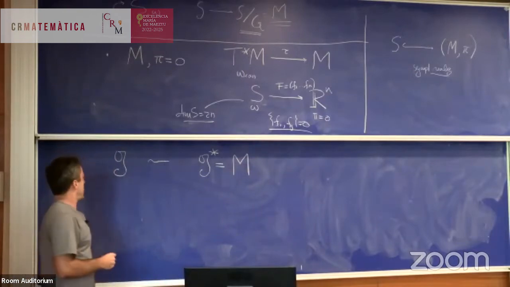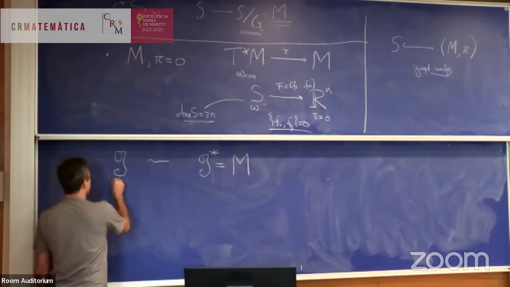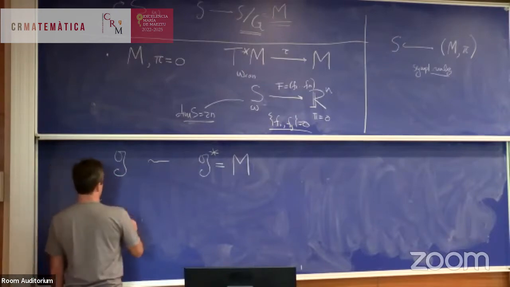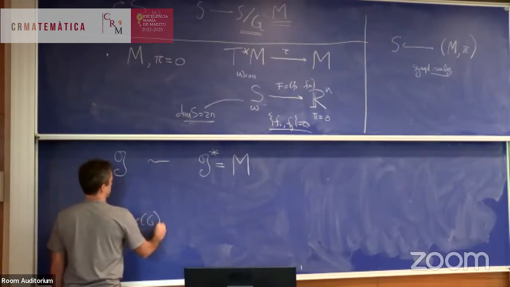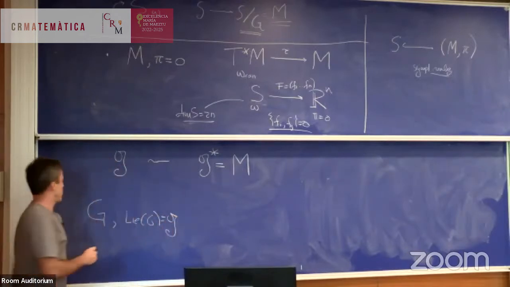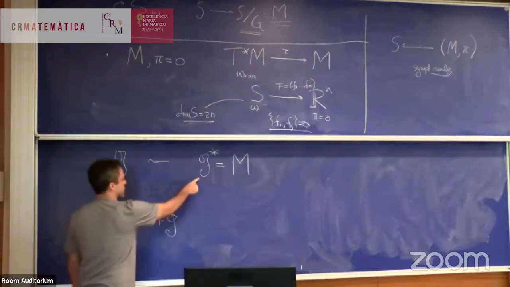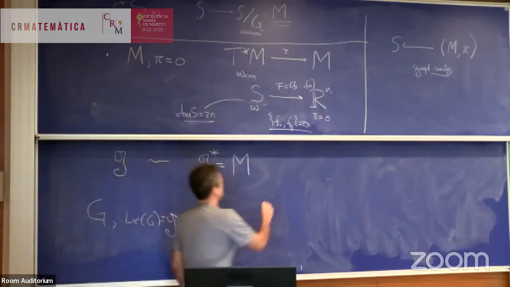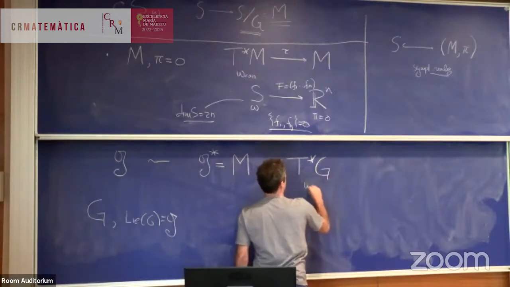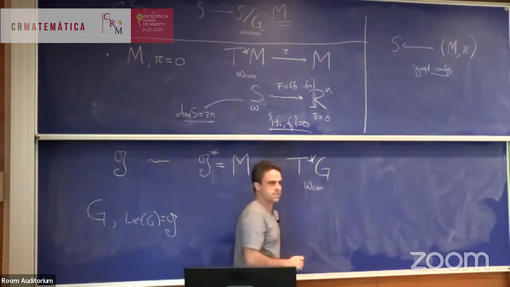Okay? Now here's one thing. If you choose a Lie group whose Lie algebra is the one you're interested in, then you can immediately produce a symplectic realization of that by taking the cotangent bundle of the Lie group with the same canonical symplectic form.